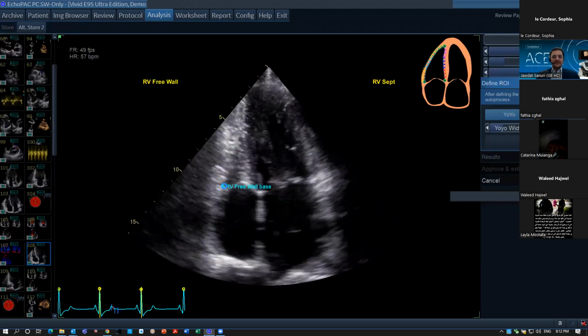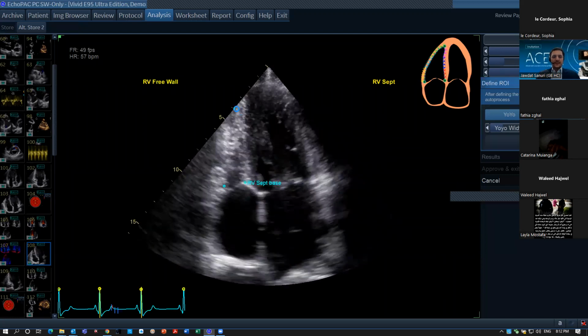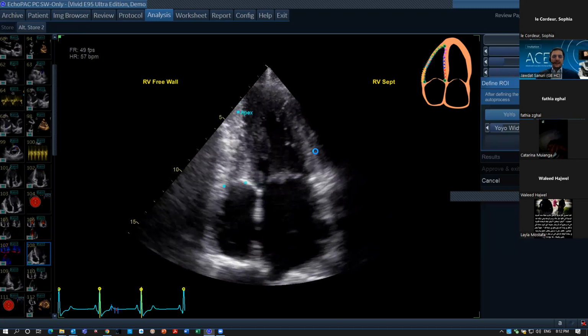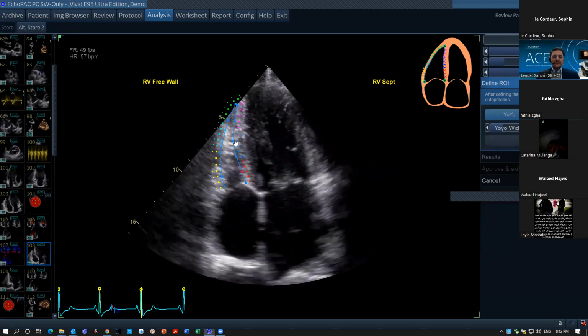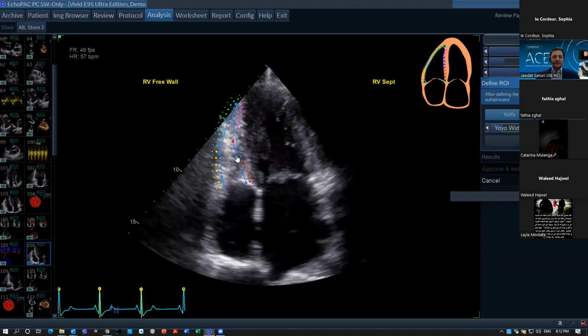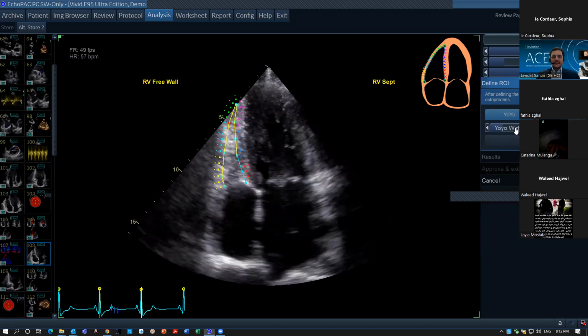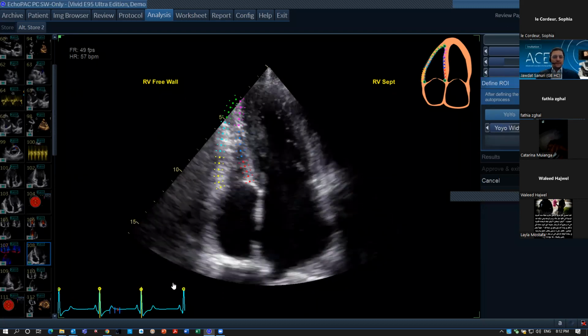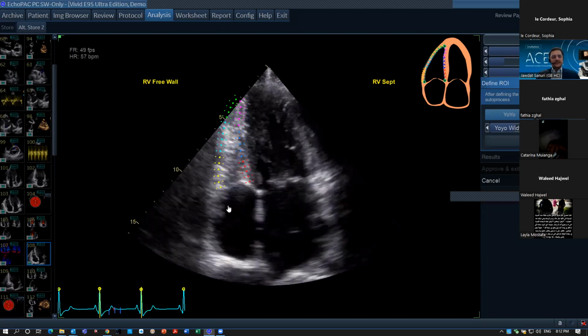Nevertheless, here's an RV free wall. This is only showing systole. Here's the RV septal insertion. Here's the RV apex. And again, you will see now the segmentation happening for the entire RV. This should be a little bit more out. This should be a little bit more in, I think. And we can widen the yo-yo at mid systole. And now I'll process and let me check the segmentation, how it's done.